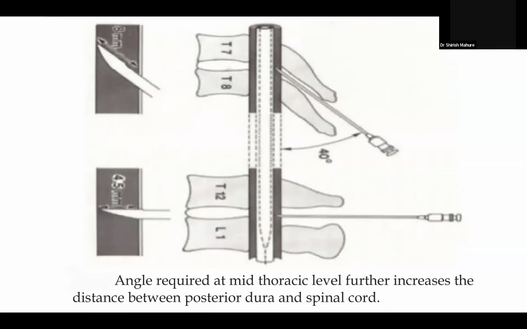If you see the mid-thoracic segment, the spinous processes are very much angled. If you try to enter and puncture the dura, you have to go with almost 40 to 45 degrees of angle. If you compare it with lower thoracic and lumbar levels, the angle is very less, that is 9 to 10 degrees. So you have to go almost perpendicularly, which gives you the added advantage of more space to travel between cord and dura.